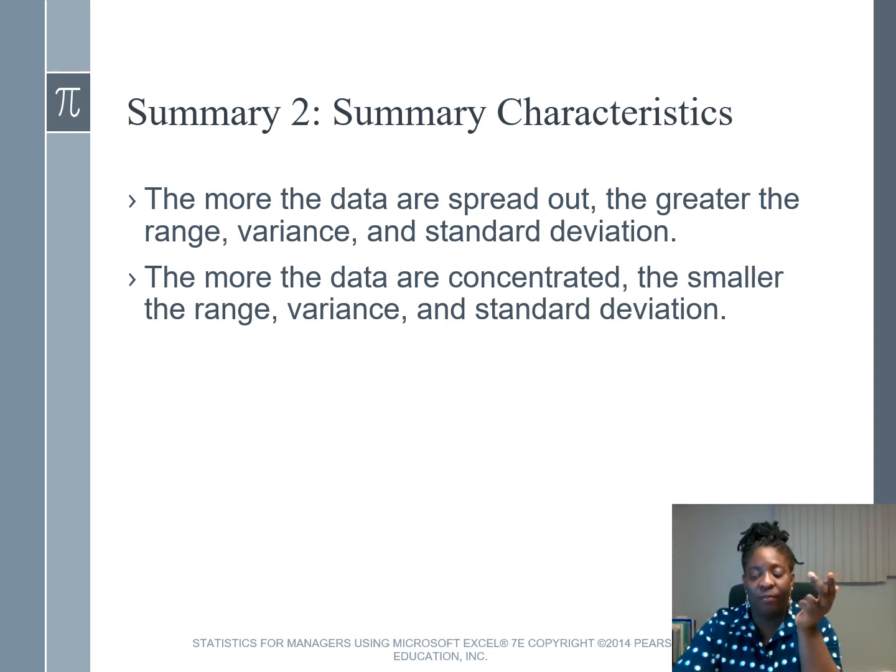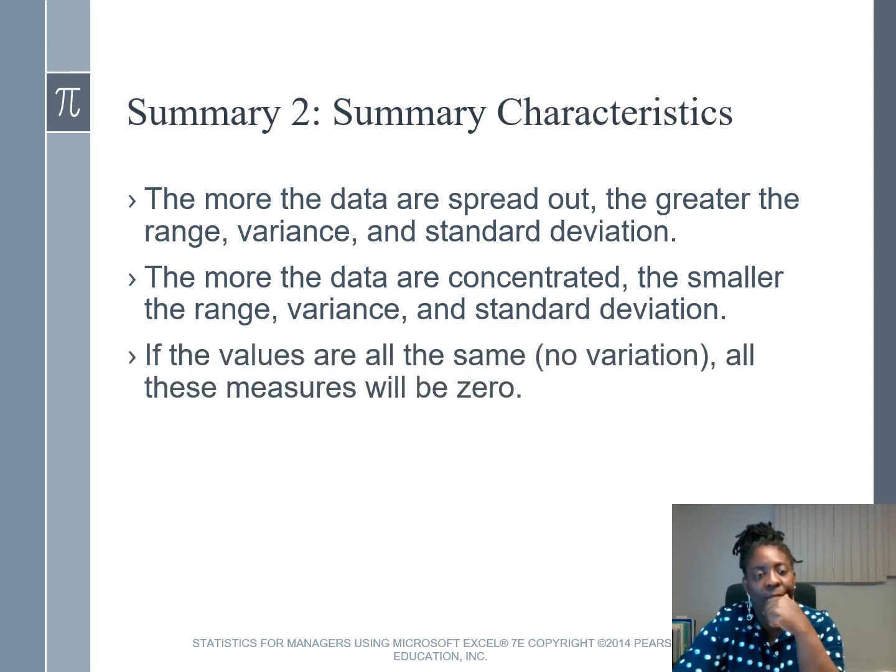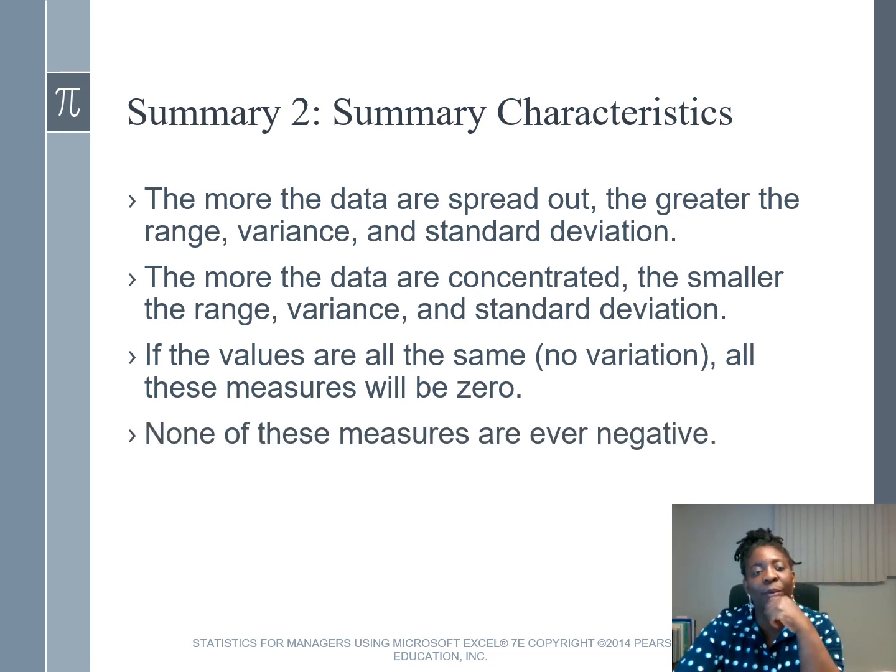And by extension, the more concentrated your data is, the smaller all of those values are. If the measures are all the same, then there is no variation in your data. All of these measures will be zero. Range will be zero, covariance will be zero, standard deviation will be zero.